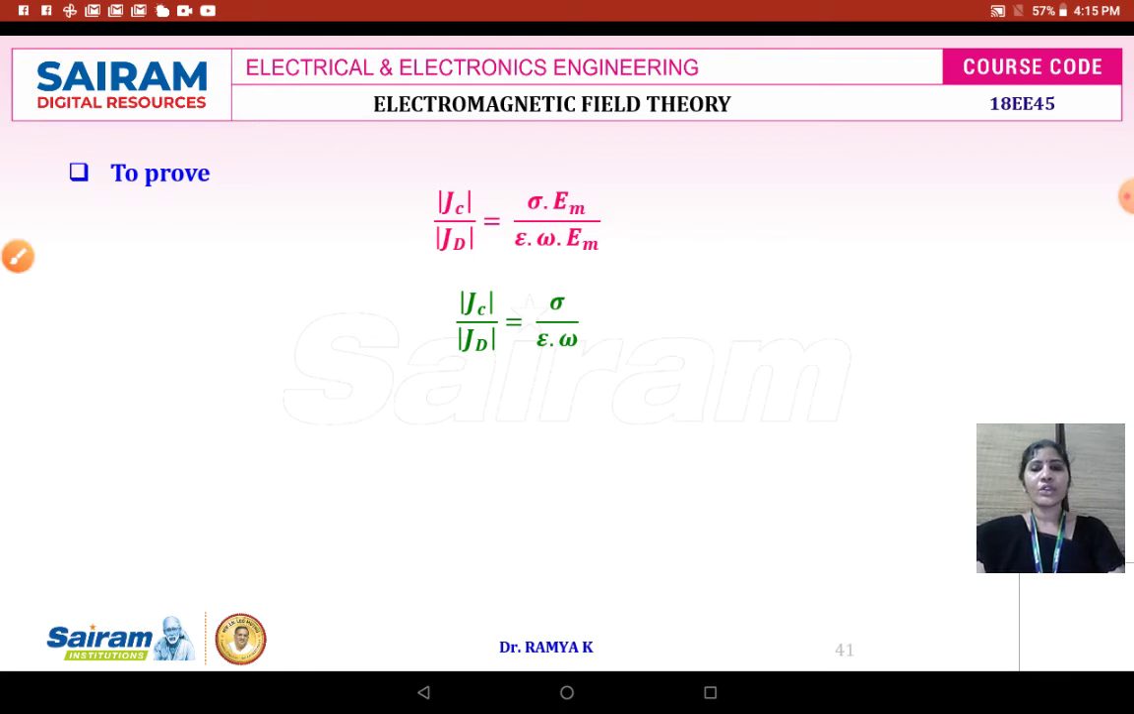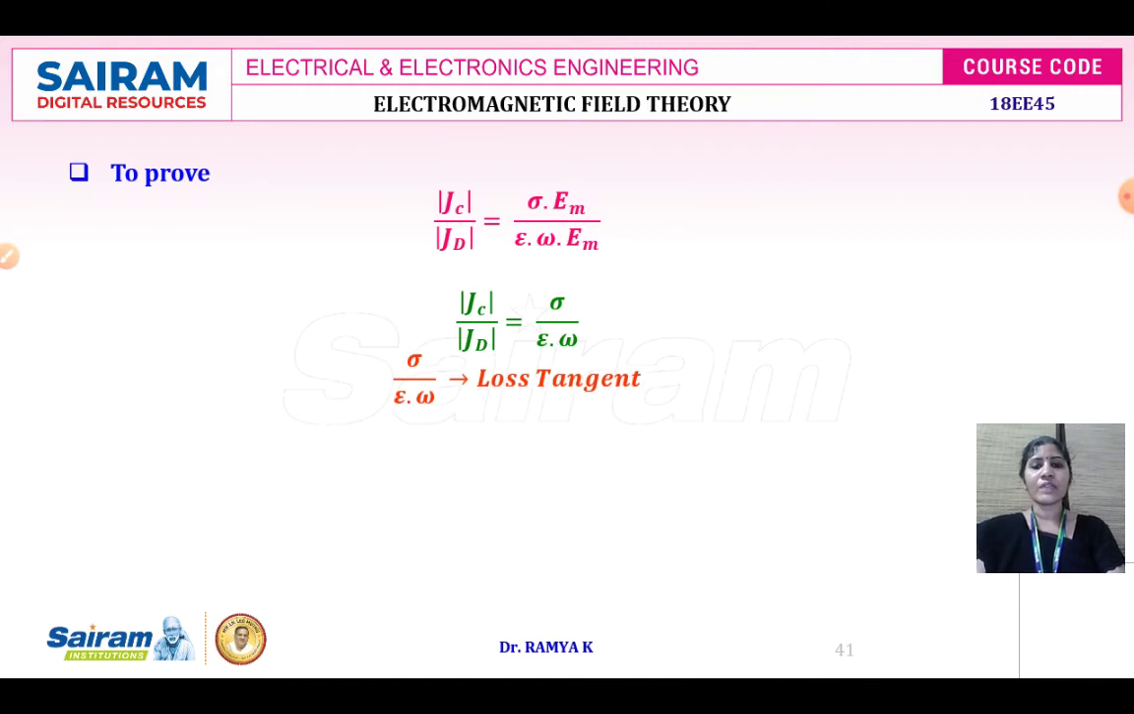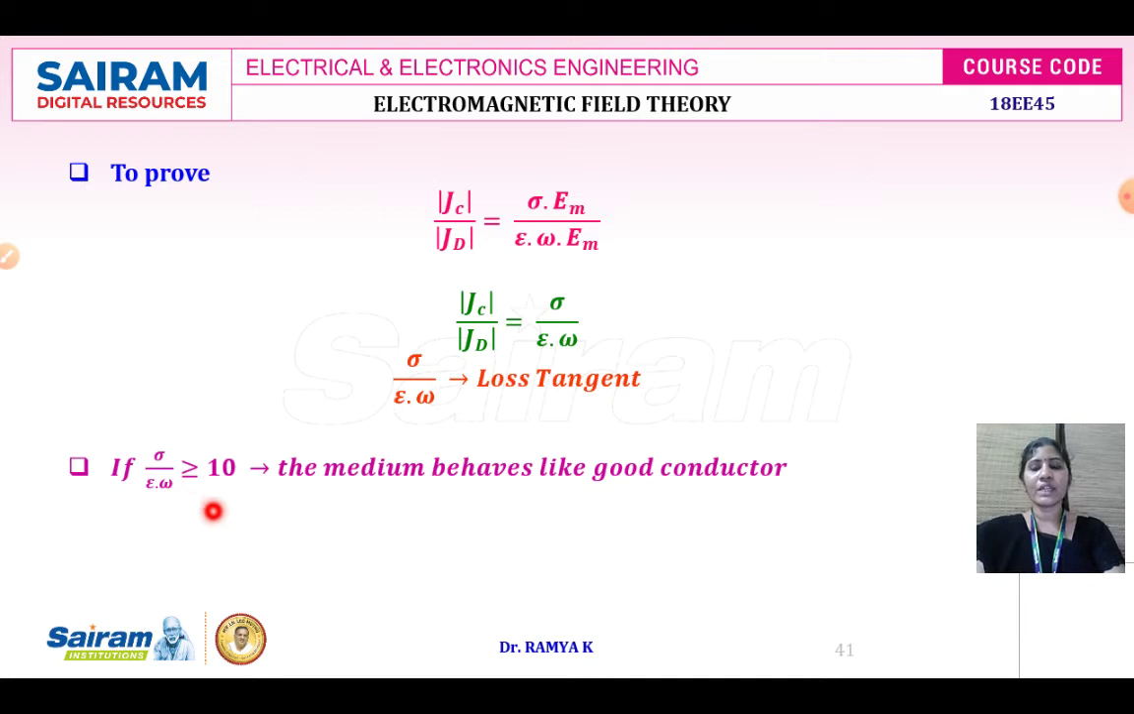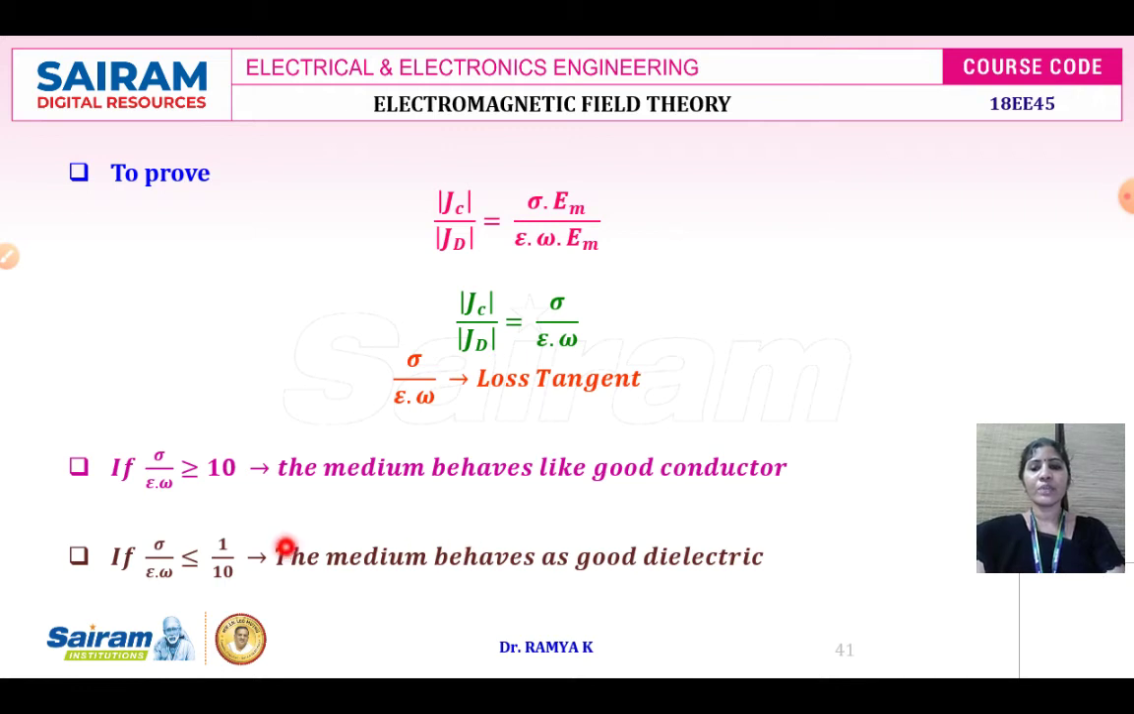So the ratio of the magnitude of the conduction current density to that of the displacement current density is reflected in the loss tangent parameter. When sigma divided by omega epsilon is greater than or equal to 10, the medium behaves like a good conductor. When it is less than or equal to 1 divided by 10, the medium behaves as a good dielectric medium.